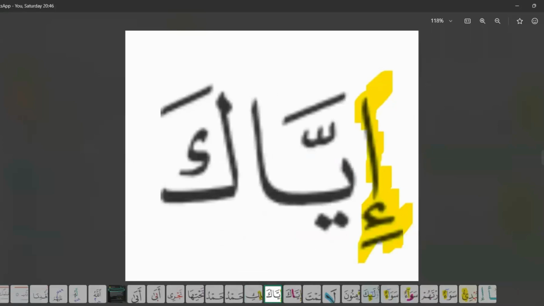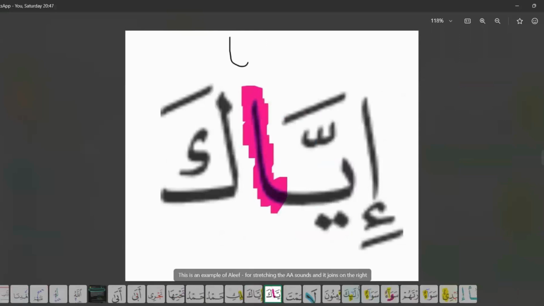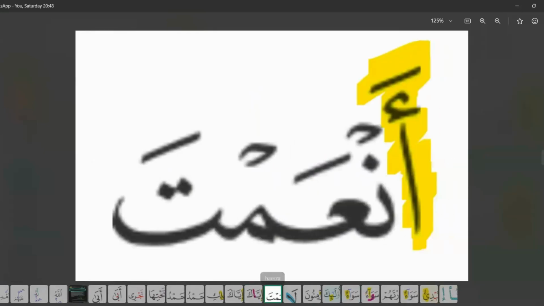Again, here's a Hamza underneath the alif, so this will make an ee sound. And this is iyaka. Then you've got in pink, this is an alif. This is the one that is stretching the aa sound. But the point I want you to note is it's there and it's joining to the right. And of course, you've got the Hamza at the beginning, another Hamza.